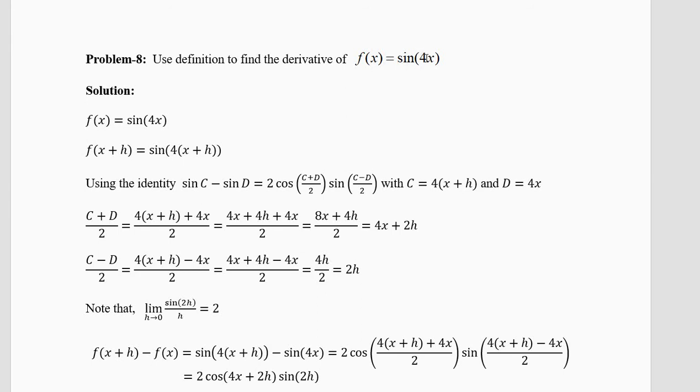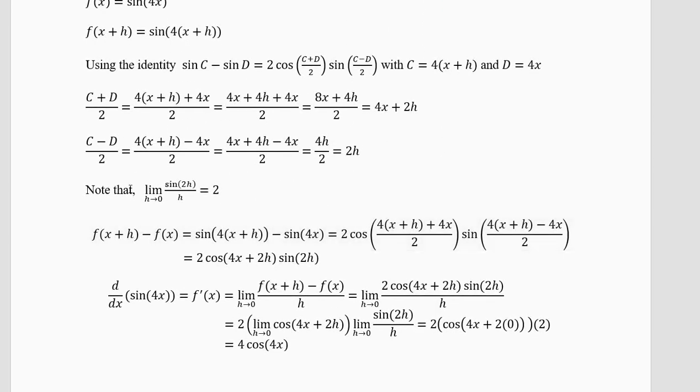Instead of 4, if you have an odd number, if it is 5, you will get 5 by 2 h. If it is 3, you will get 3 by 2 h. Remember your trigonometric limit. Limit h going to 0, sine 2h by h is 2. This small 2 is like capital A. Now subtract, you get 2 into cos 4x plus 2h, which we have here, and we have sine 2h here.